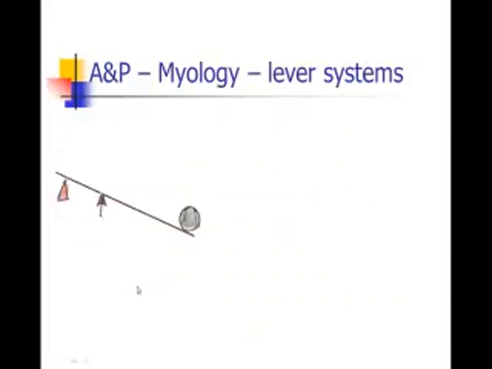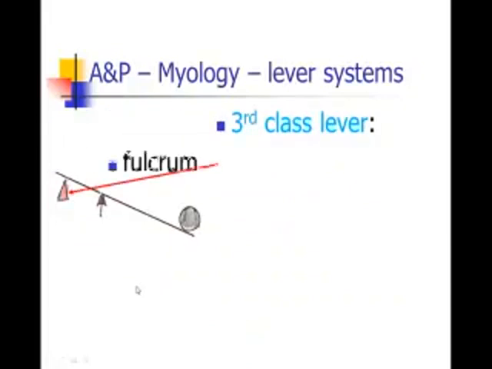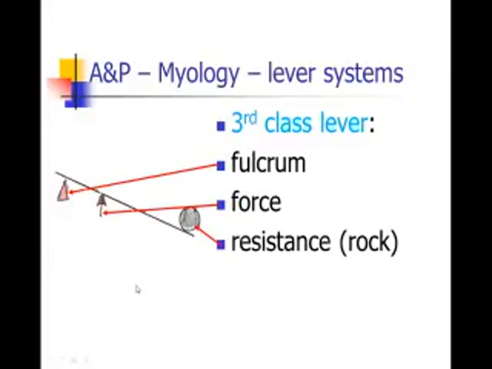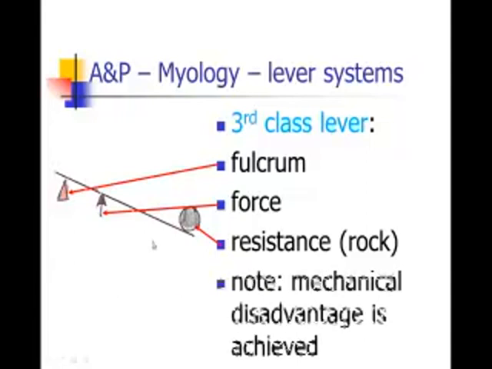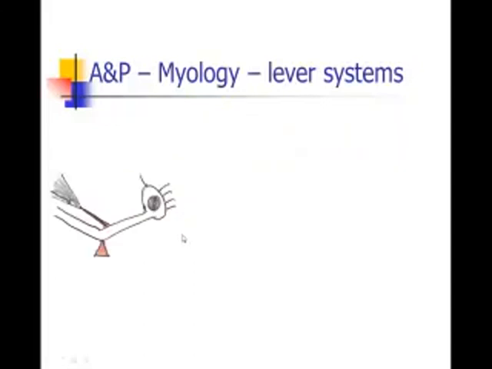Then here's the third class lever. In a third class lever, the force and the resistance are on the same side of the fulcrum, just like a second class lever, except in this case, the resistance is further from the fulcrum than the force. And in this case, we have a mechanical disadvantage. And what that means is it's more difficult to do things with a third class lever than it is with a first or a second class lever.